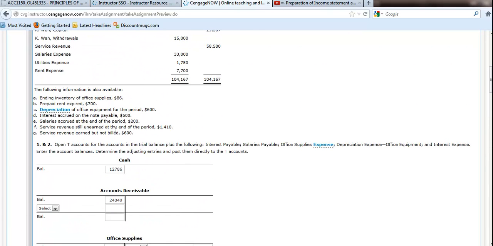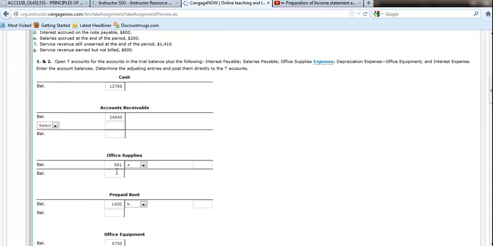but it's necessary as we go through and do our transactions. So we'll start with A. Ending inventory of office supplies is $86. Keep in mind that adjusting entries are always done for the amount that has been used or the amount that has expired. So if this says my ending inventory is $86, that's not how much I used, that's how much I have left. So that's going to end up being my ending balance right here on office supplies. If I take the 991 that I started with minus the 86 that I have left, I used $905 worth of office supplies. So I need to decrease my office supplies for the amount that was used and correctly show on the balance sheet that I only have $86.